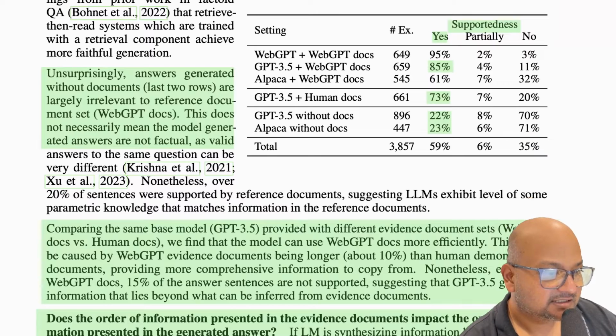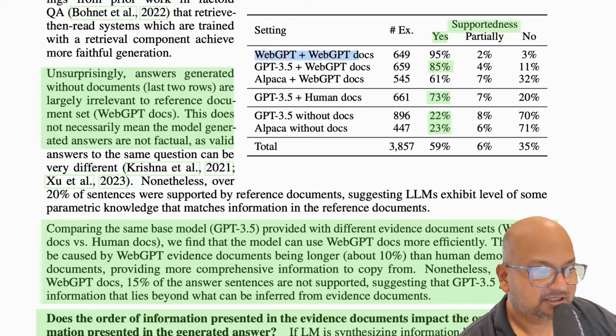And you can see in this table that WebGPT does really well. It had 95% of its answers being supported by relevant documents. GPT 3.5, when using WebGPT for retrieval, comes in at around 85%. And you can see that without documents, GPT 3.5 gets an abysmal 22%.